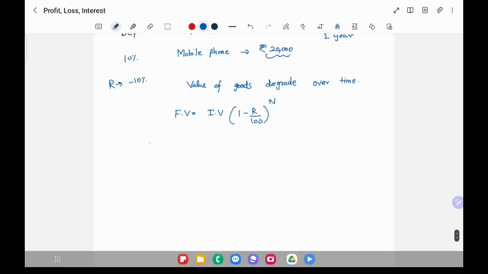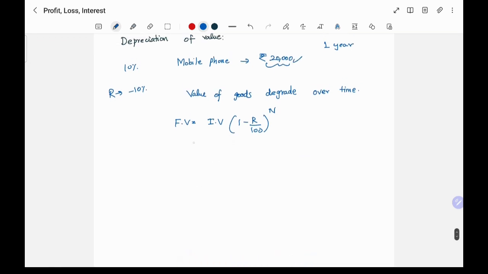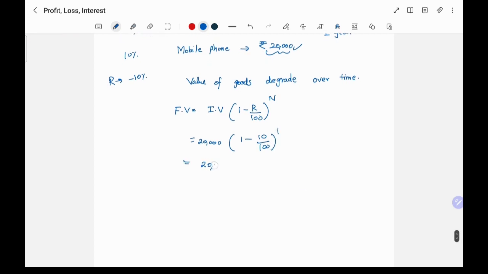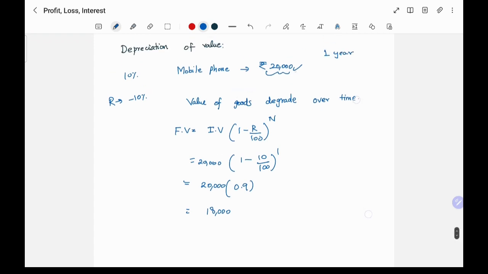For example, we'll take the same mobile phone example. It is 20,000 and let's say it depreciates at the rate of 10%. So it is 10 by 100, and after 1 year we need to find the cost. So it is 20,000 into 0.9, right? So it will be 18,000. So after 1 year you will not be able to sell it at 20,000 itself. Its value has degraded to 18,000.